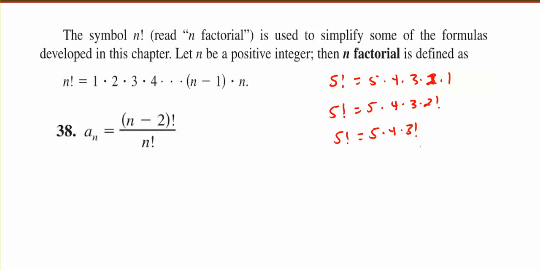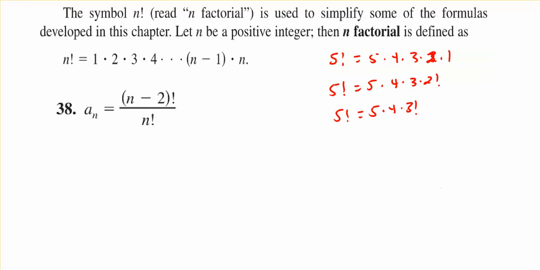So let's use that information for problem number 38 to see if it helps us find the limit of this sequence. We have a sub n equals n minus 2 factorial all over n factorial. So let's rewrite that n factorial to help us simplify this. N factorial, like 5 factorial, is the same thing as n times n minus 1, one number less than that, times n minus 2, and we'll stop there and use that to simplify our numerator.